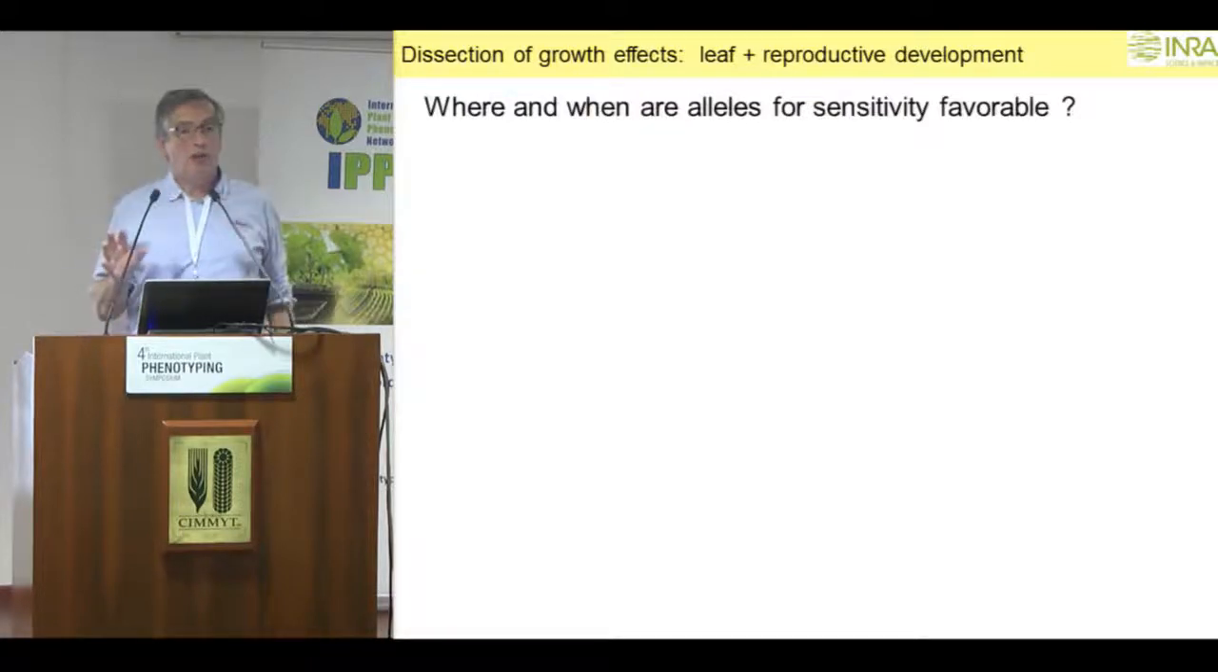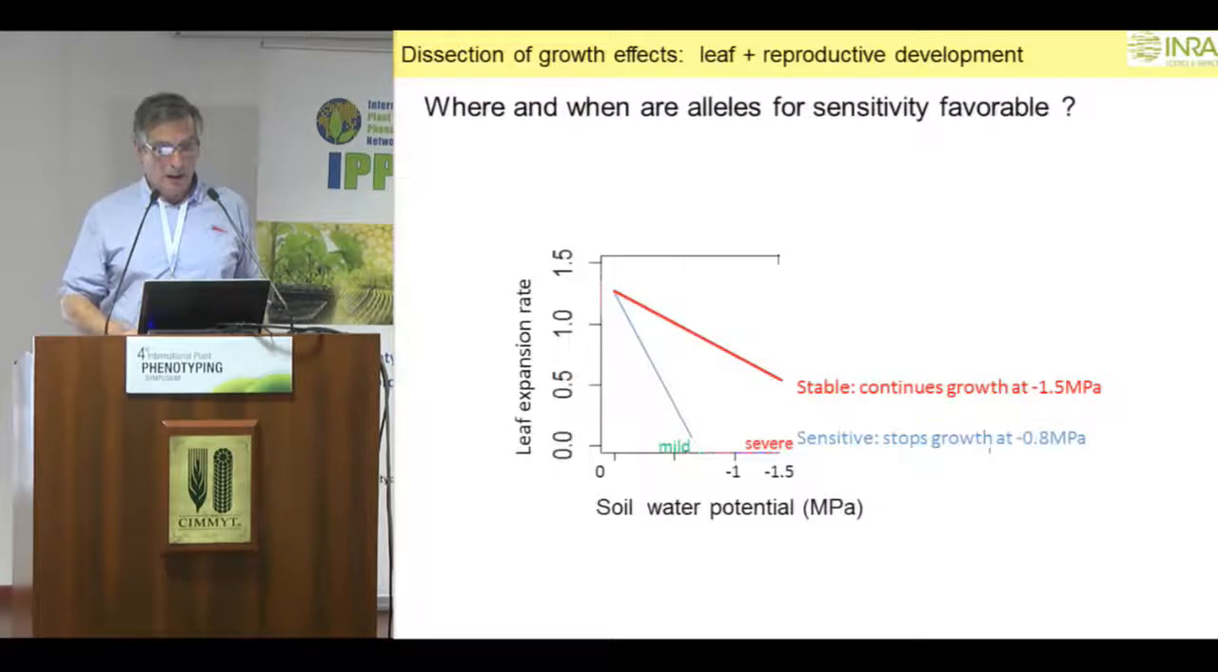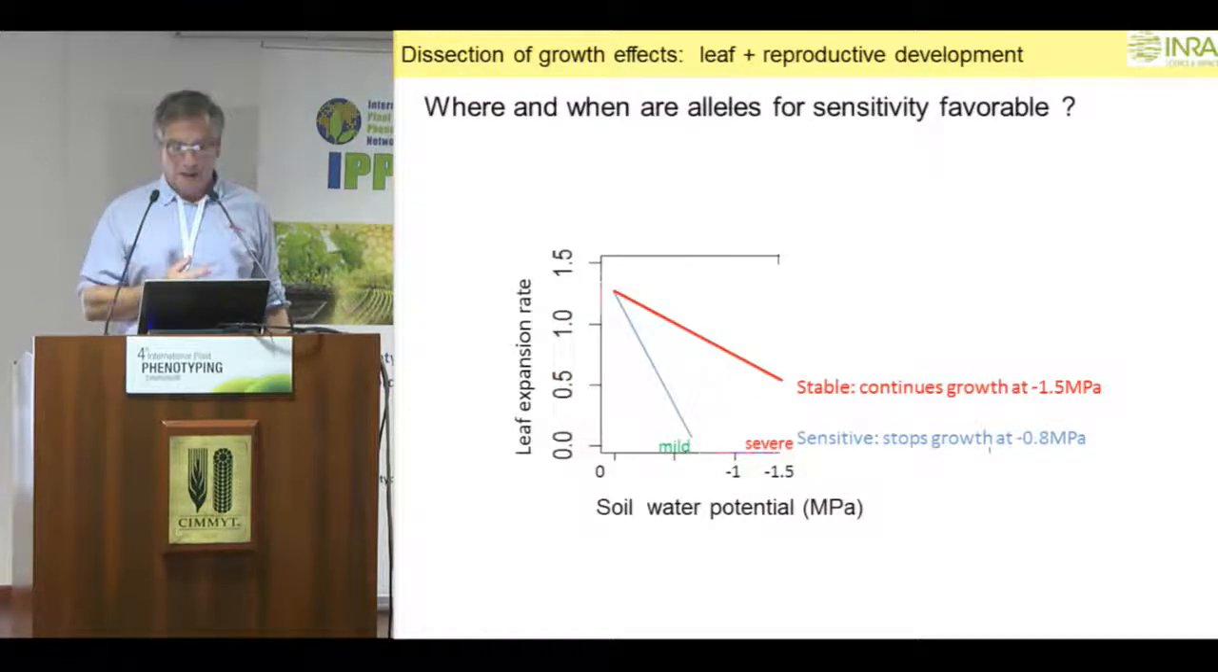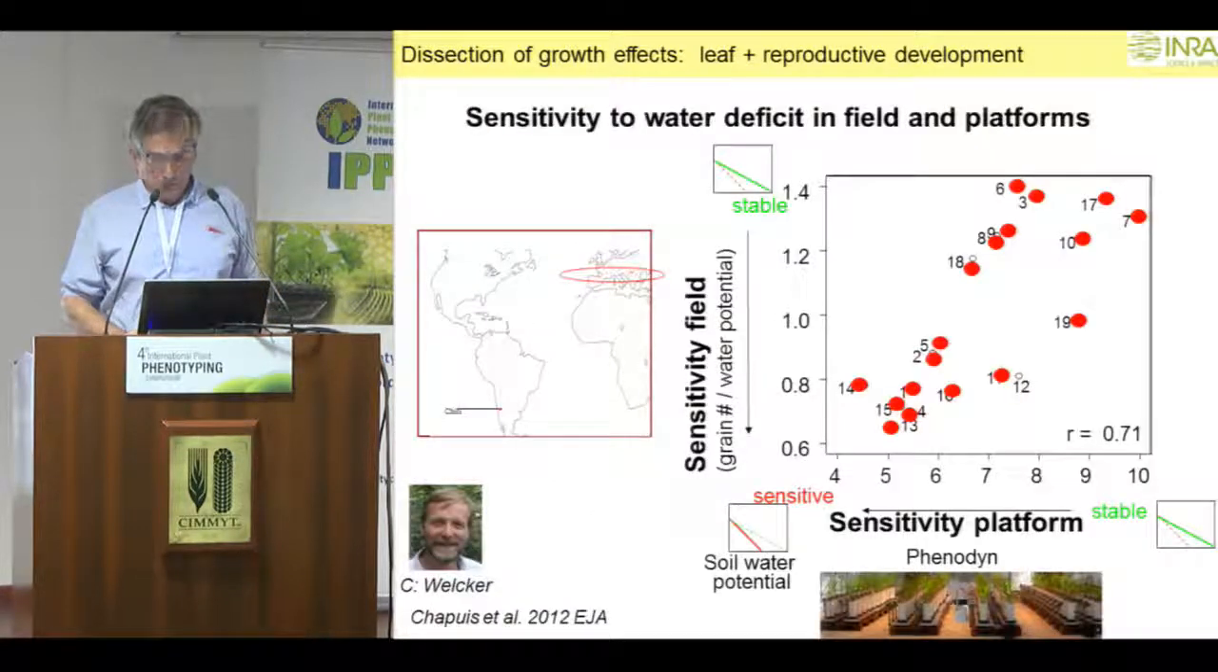So the final question, and here we are back to modeling. We know that we have a genetic variability: we have genotypes that are stable, continue growth at quite low water potentials. Others are very sensitive. Is it better to be sensitive, or is it better to be resilient? The answer is it depends, as you can imagine. But we have to explain this, it depends.